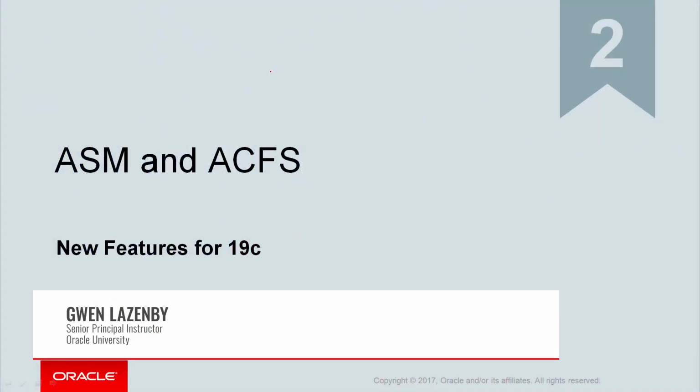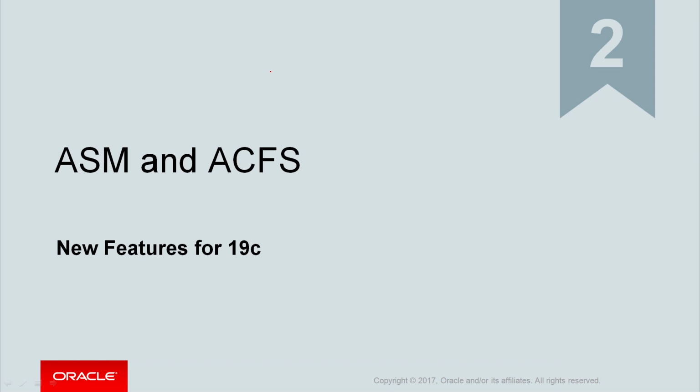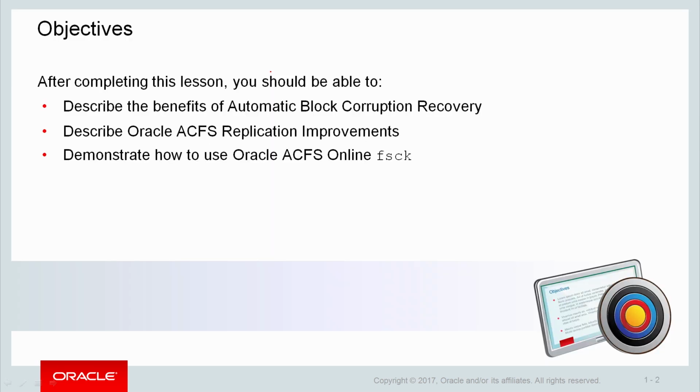Welcome to lesson 2 of this new features for 19C high availability, and we're looking at ASM and ACFS new features in this lesson. So after completing this lesson, you should be able to describe the benefits of automatic block corruption recovery, describe the Oracle ACFS replication improvements, and also demonstrate how to use Oracle ACFS Online FSCK.